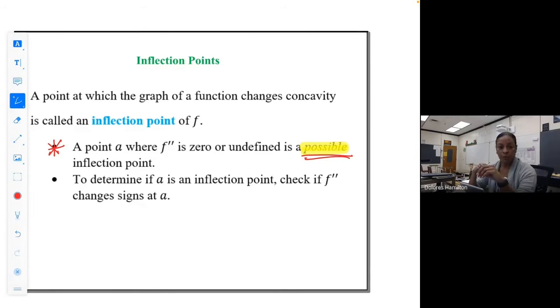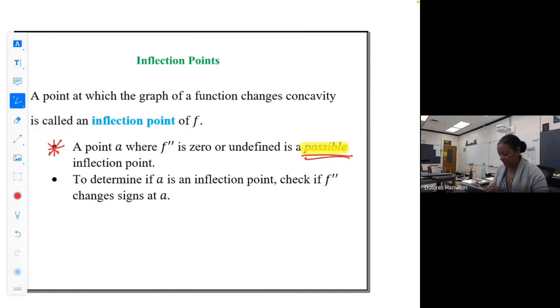So critical points always have a derivative that's equal to 0 or undefined. But a point that has a derivative of 0 or undefined is not always a critical point. That's that square, rectangle, rectangle, square. Now the same thing holds true for inflection points. Inflection points always have a second derivative that's either 0 or undefined, but because the second derivative is 0 or undefined does not necessarily determine that it's an inflection point.